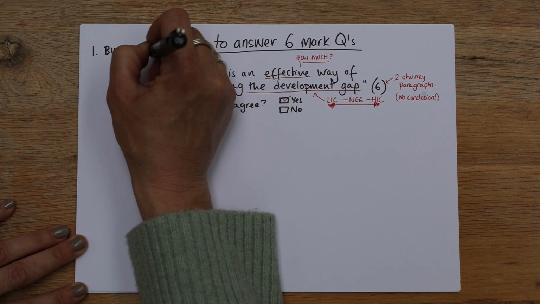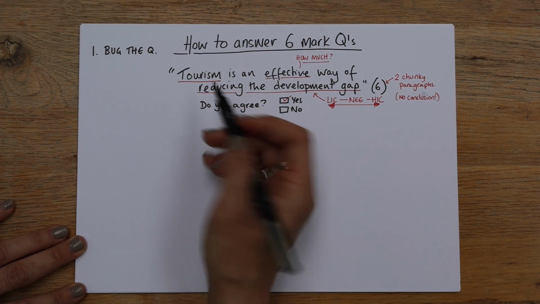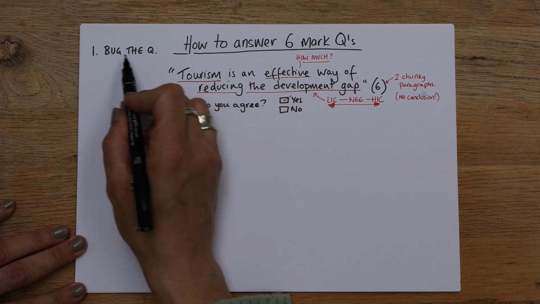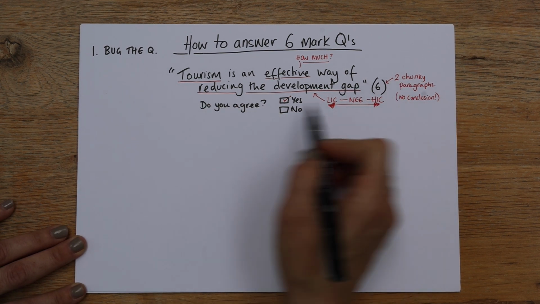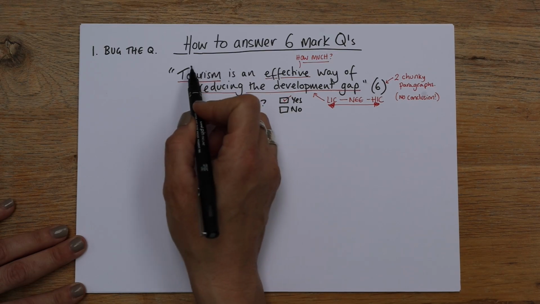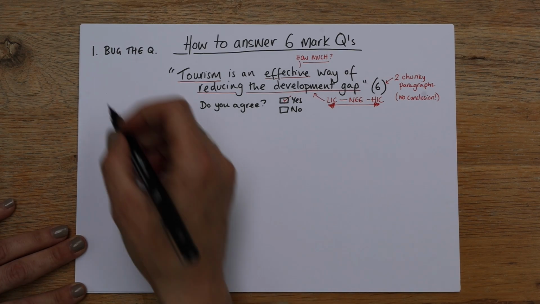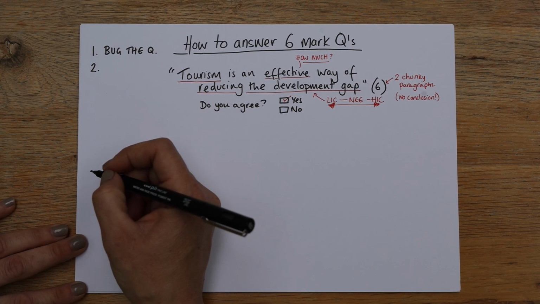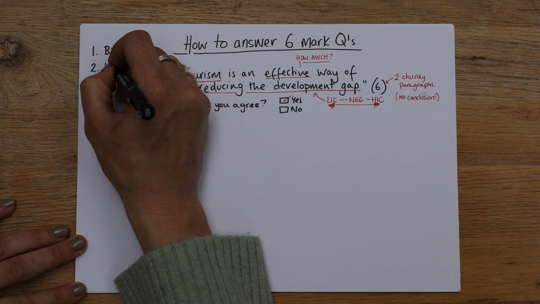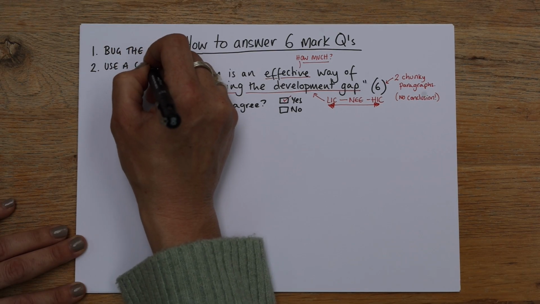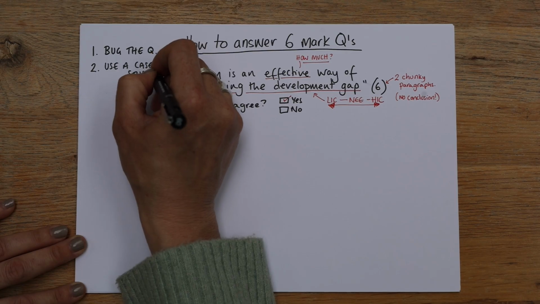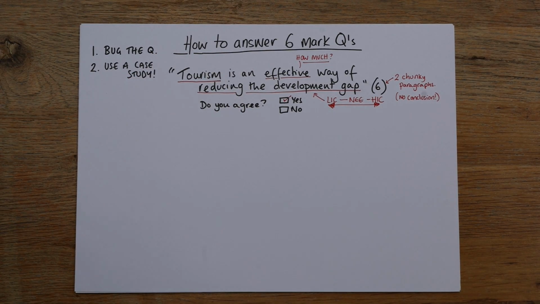Bug the question. We've underlined and glanced at the marks and thought about what we're doing. If it was a "to what extent", I would box that, but it isn't. It's a statement and a yes or a no. So bug the question and use a case study, whichever one you've been taught. We do Jamaica. So what I'm going to do for you here is go through the whole answer, so that you have it as if it was worth all 6 marks.